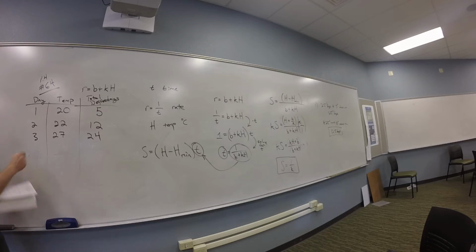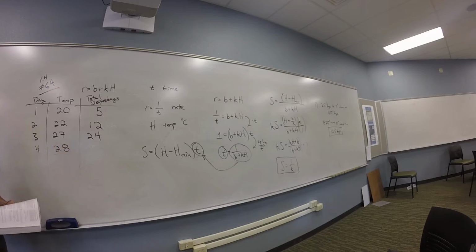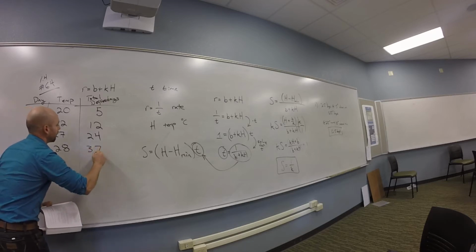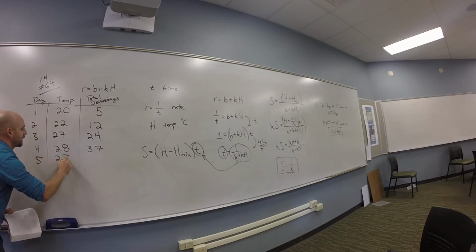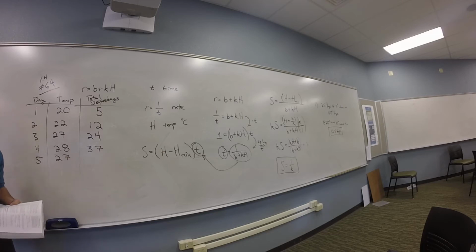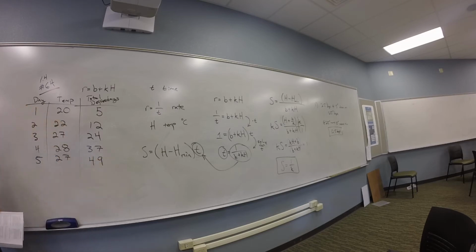Okay, day 4 is 28 degrees, which means we're accumulating how many more today? 13. We're getting 13 more today, and we're adding that to the 24 we already had for 37. Okay, day 5, it's 27 degrees, which means I'm going to add another 12 for a total of 49. Can you guys continue this procedure?